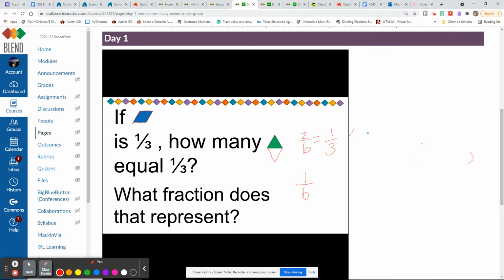And if you think about it, if you multiply 1 times 2, you get 2. 3 times 2, you get 6. So you can also multiply, and that's the same thing as cutting that diamond into 2 pieces. Now we have 2/6, which is the same thing as the 1 green triangle.